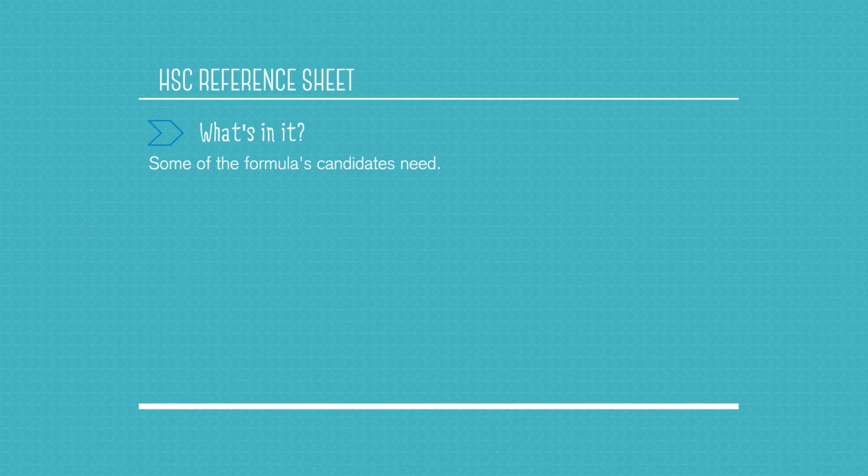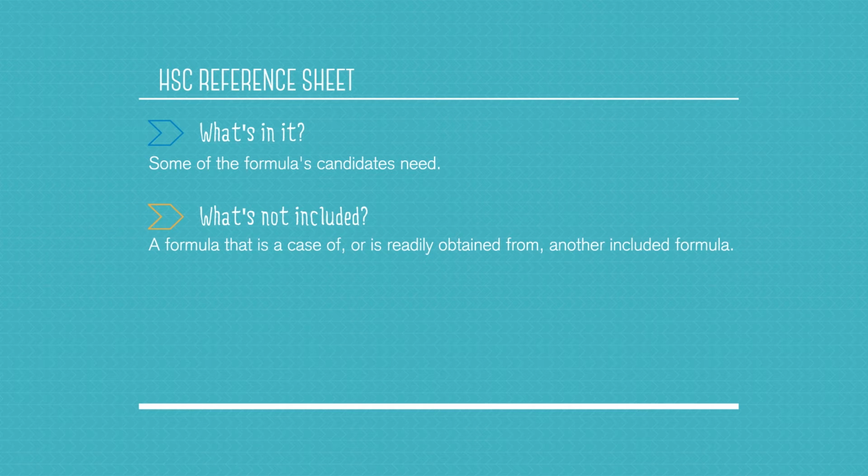In this reference sheet, some of the formulas that you're going to need are given to you. Things like sum and difference of two cubes, differentiating by first principles, compound interest formula. But what I think is interesting is what's not included. Now, a formula that is a case of or is readily obtained from another included formula is not included. Now, if you've listened to me say that and you think, what on earth do you mean by that?